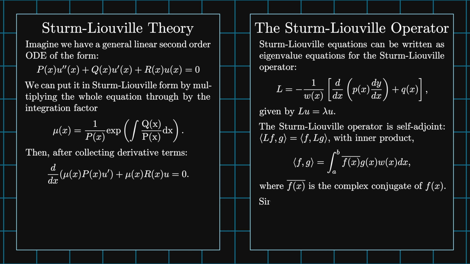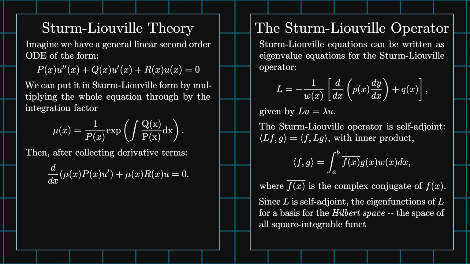Since L is self-adjoint, the eigenfunctions of L form a basis for the Hilbert space of all square integrable functions on the domain a to b, with the inner product we just defined. So this is the key to Sturm-Liouville theory and why it is so powerful. This theory is the foundation of why Fourier series, orthogonal polynomials, and many other functional expansions work to solve differential equations. Much of the theory of special functions comes from the solutions to commonly occurring Sturm-Liouville problems.